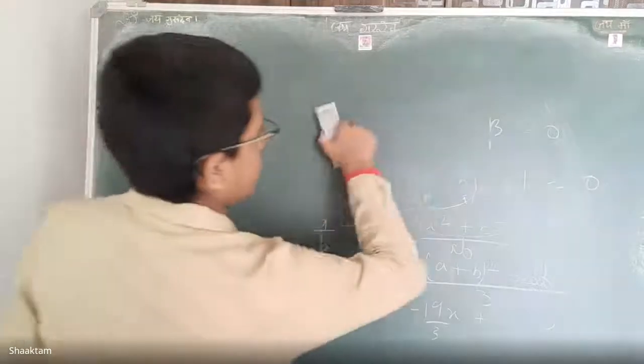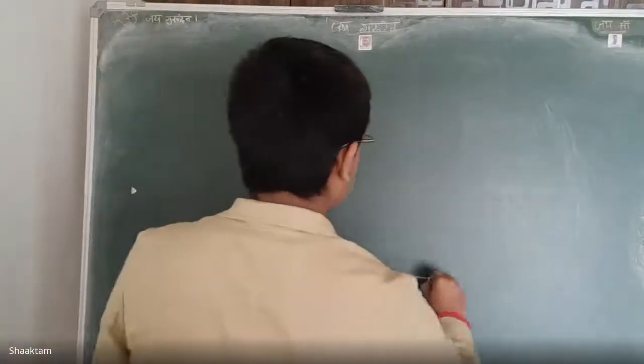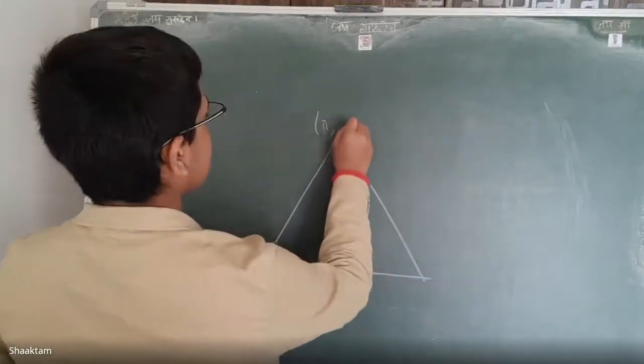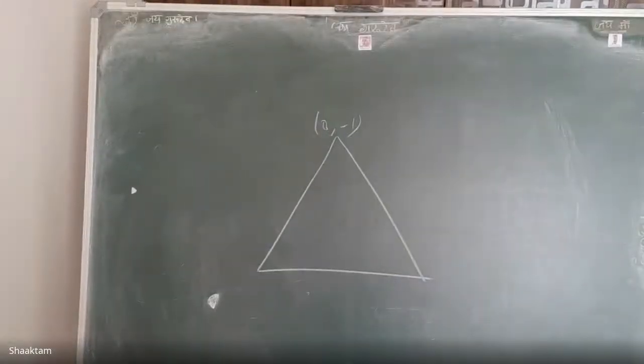Now, one more question, which was the 5 marker, was regarding the midpoints of a triangle. Find the area of a triangle formed by joining the midpoints of the sides of the triangle whose vertices are. So let me draw the triangle first. Just assuming it to be like this. Vertices are (0, minus 1), (2, 1), and (0, 3).